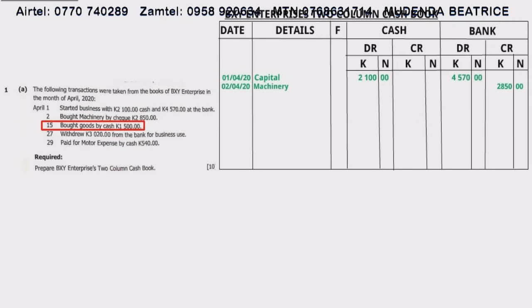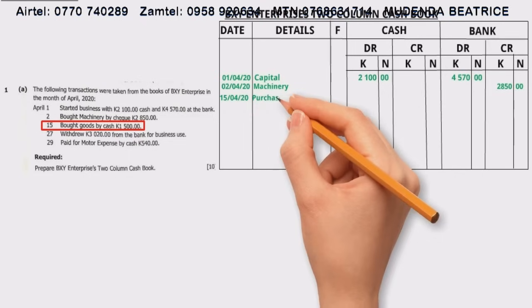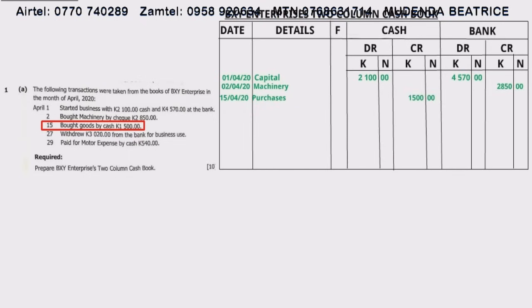On 15th, bought goods by cash, 1,500. So on 15th, he made some purchases. We are going to write purchases, then we credit. Remember, he bought by cash. That means the cash column will be credited. So 1,500 will be credited on the cash column.